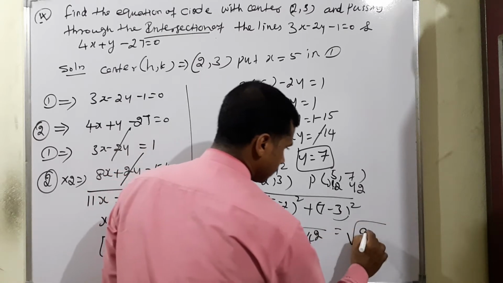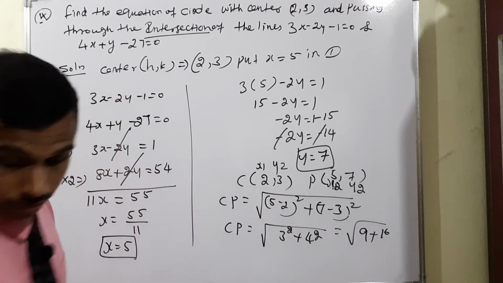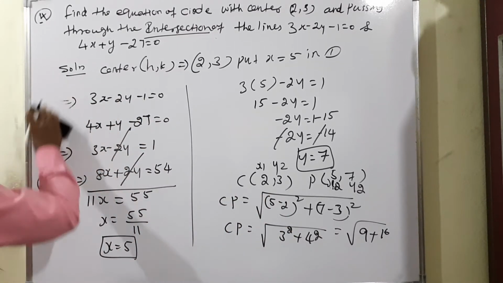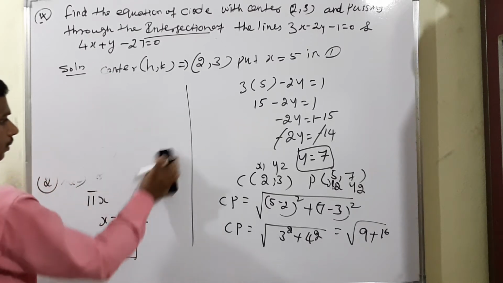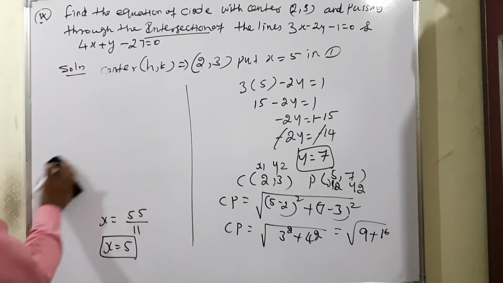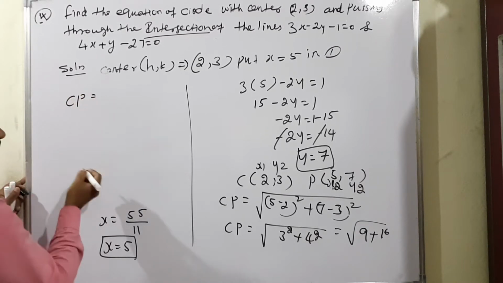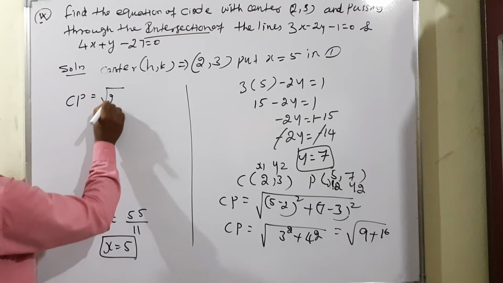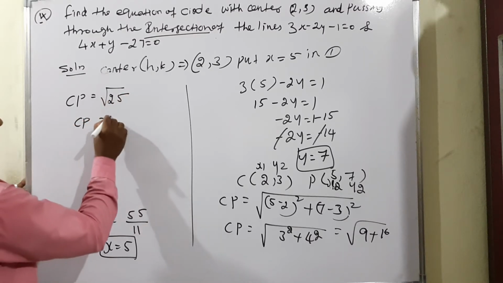Therefore 3 square is 9, and 4 square is 16. So 16 plus 9. Therefore CP is equal to square root of 25. If you remove the root, CP is equal to 5.